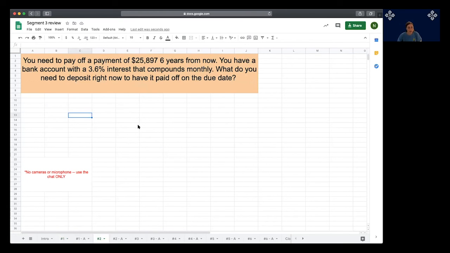So this second problem says you need to pay off a payment of 25,897 6 years from now. You have a bank account with 3.6% interest that compounds monthly. What do you need to deposit right now to have paid it off on the due date? So again, take like 4 or 5 minutes and then we'll do it together. And when you're done, just put your answer in the chat.